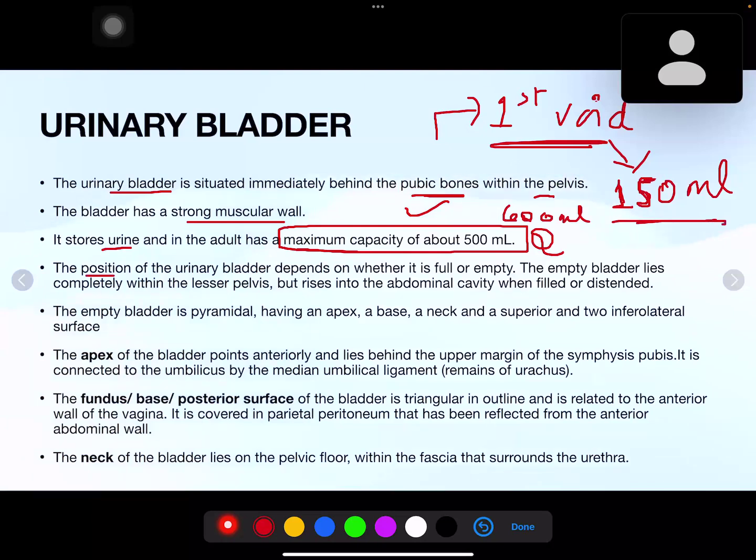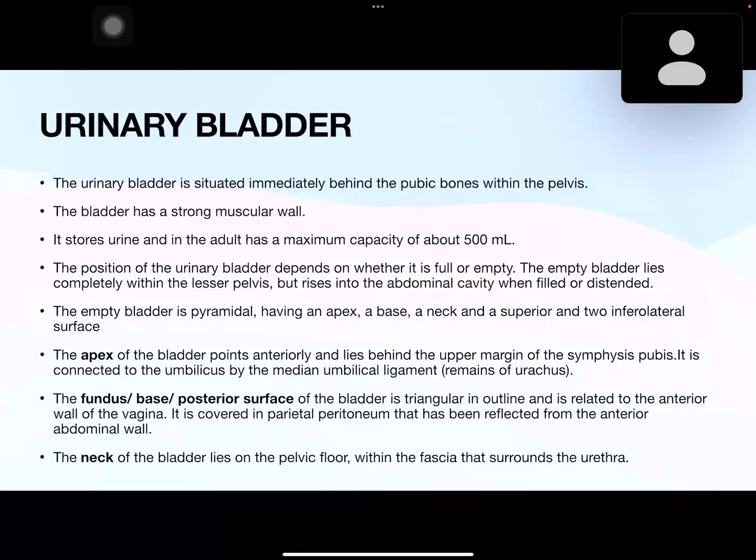Now the position. The bladder is a pelvic organ, and the position depends on whether it is full or empty. When it is empty, it lies completely within the lesser pelvis. You all must know the true pelvis is the lesser pelvis. But it rises into the abdominal cavity when filled or distended. An empty bladder is pyramidal in shape. It has these parts: apex, base, neck, superior surface, and infralateral surfaces.